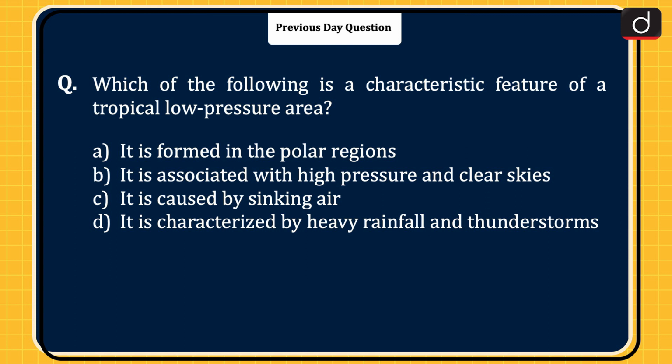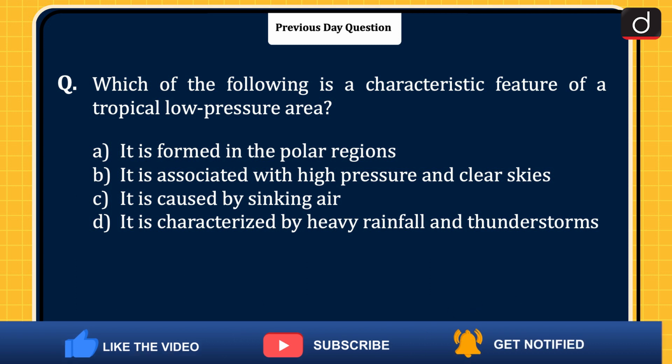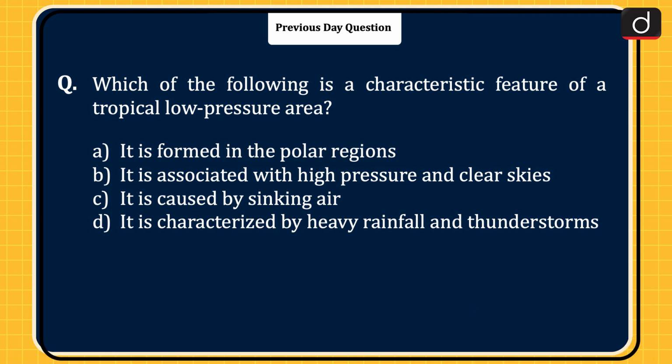Question was, which of the following is a characteristic feature of a tropical low pressure area? It is formed in the polar regions. It is associated with high pressure and clear skies. It is caused by sinking air. Or it is characterized by heavy rainfall and thunderstorms. The correct answer is option D. It is characterized by heavy rainfall and thunderstorms.